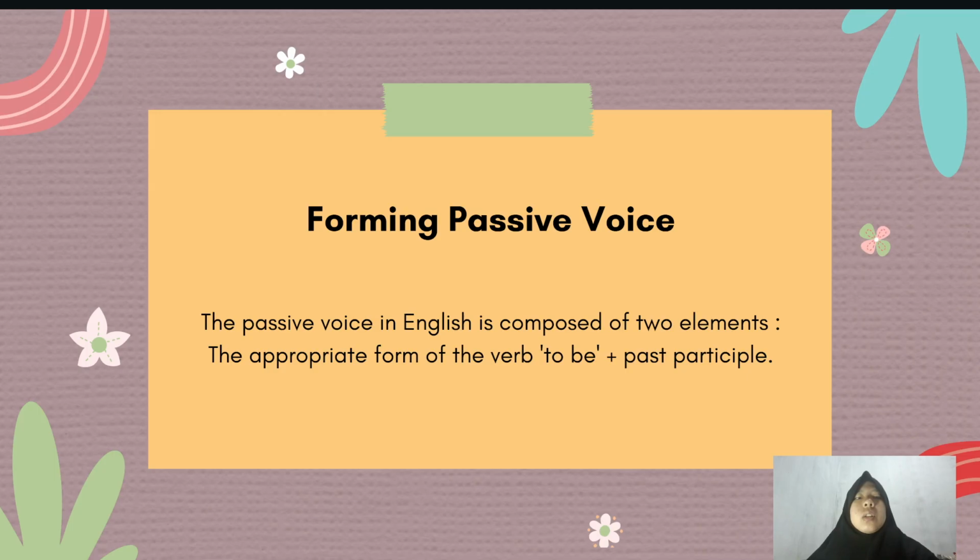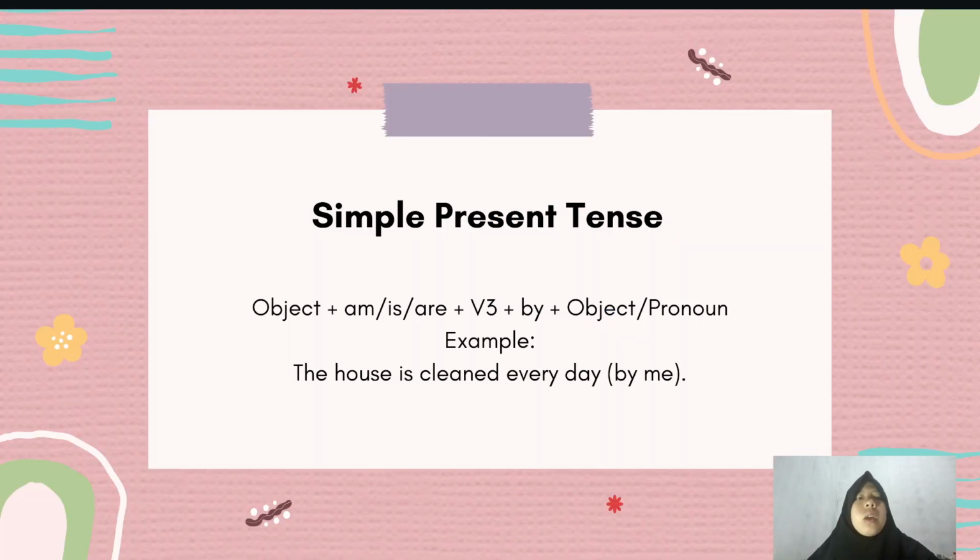First, let's start with one of the most common tenses, the simple present tense. Okay. We use this tense to describe general truths, habits, or regular actions. To form the passive voice in this tense, we use am, is, or are depending on the subject, followed by the past participle of the verb. Okay, example.